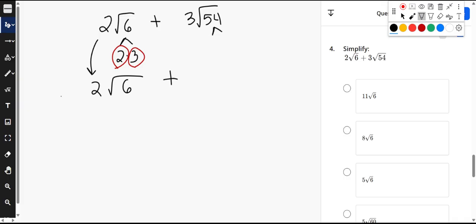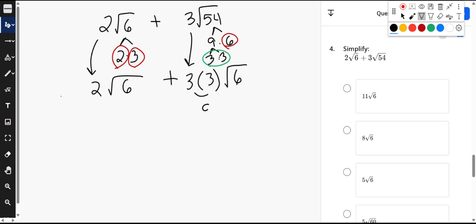Let's do this one. 54 I know is the same as 9 times 6. And 9 is the same as 3 times 3. I have a pair of 3s, those are going to come out. I have a single 6, that's going to stay in. Be careful though, there's already a 3 out here, so we first must bring that one down. Then I'm going to take out a 3 to represent the pair of 3s. Then I'm going to leave a 6 on the inside. I multiplied 3 times 3 to get 9.